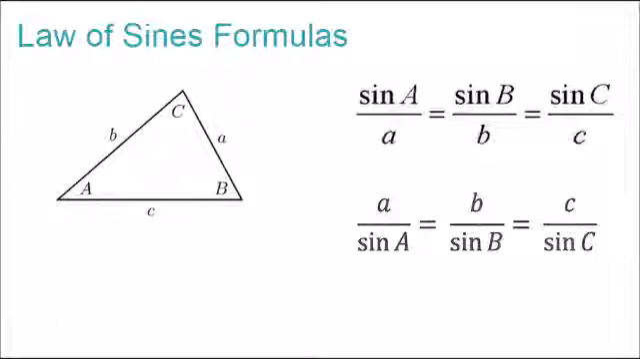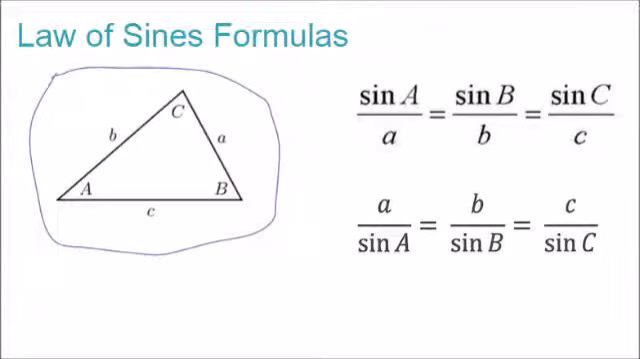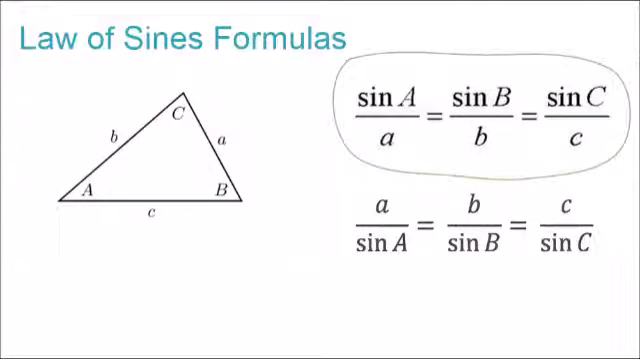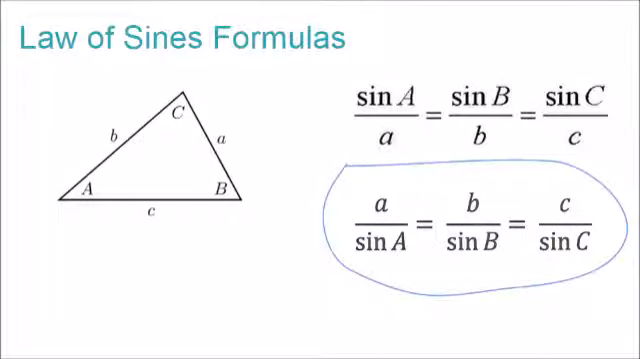The law of sines is used to find missing side lengths and angle measurements. The triangle to the left is telling us that the capital letters in the formula represent the angle measures, while the lowercase letters represent the sides. The top formula is used to find angle measurements, while the bottom formula is used to find side lengths. And remember that sine always goes with the angle measurements and not the sides.